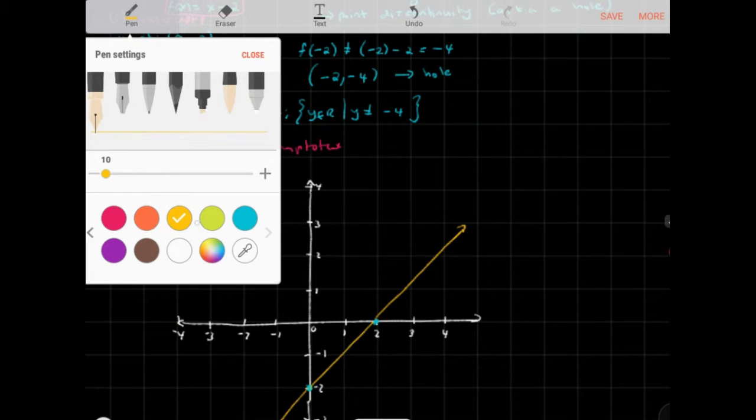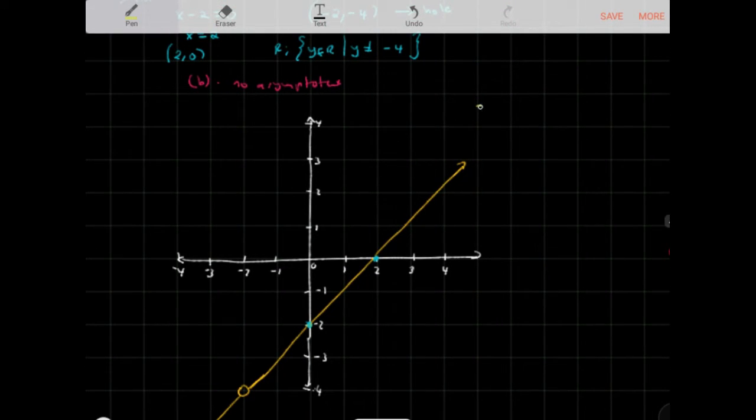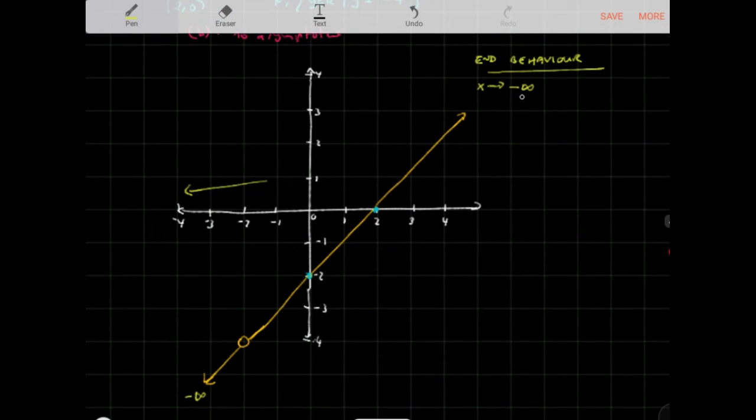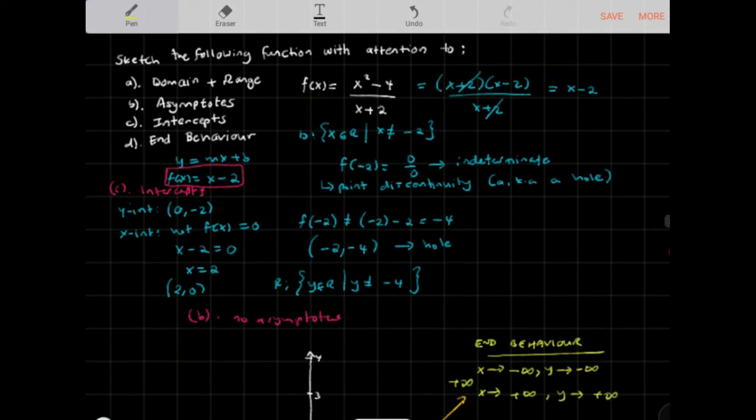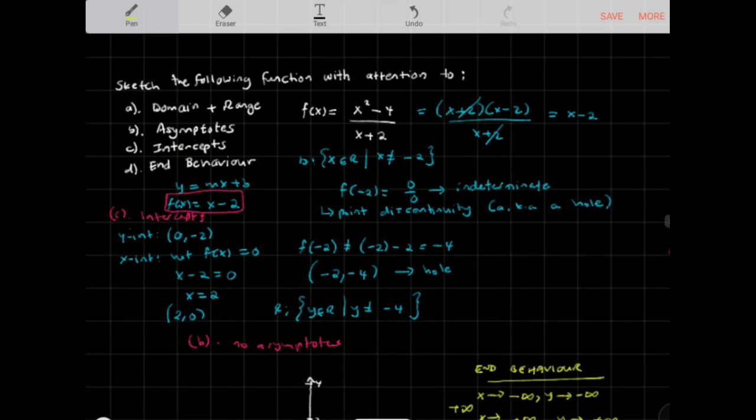So it's pretty straightforward. Last thing we want to do here, let's describe our end behaviors. As long as x does not equal negative 2, as x approaches negative infinity, as we go to the left, y is going to approach negative infinity. And as x approaches positive infinity, as we go to the right, y is approaching positive infinity. So opposite end behaviors is what it looks like. And this is basically how we can analyze a function that does have a point discontinuity, also known as a hole.